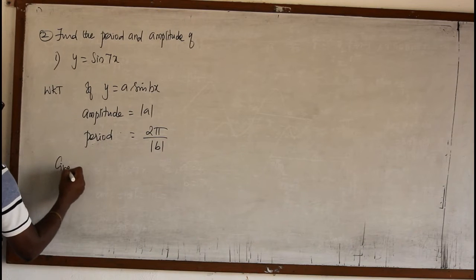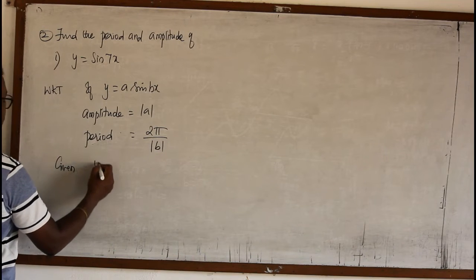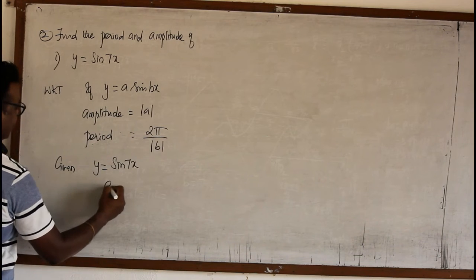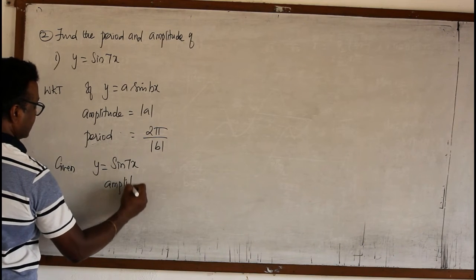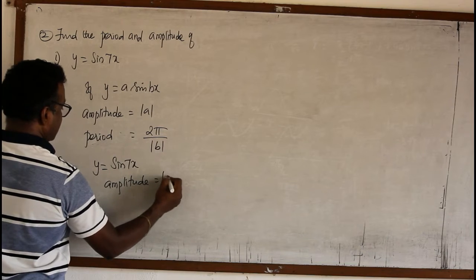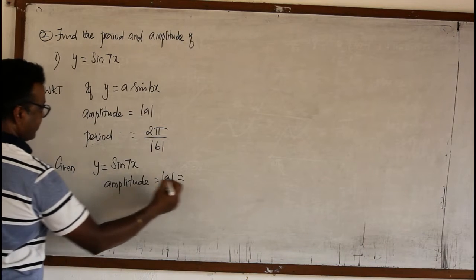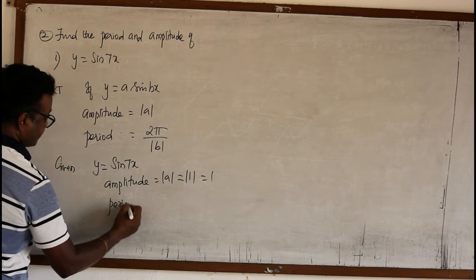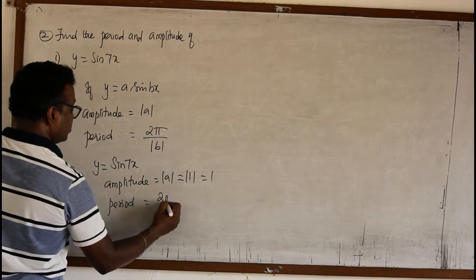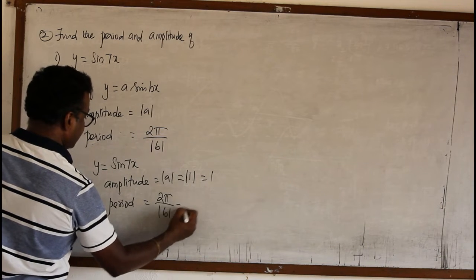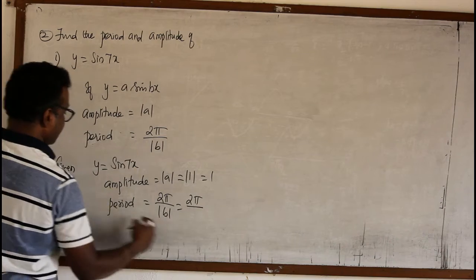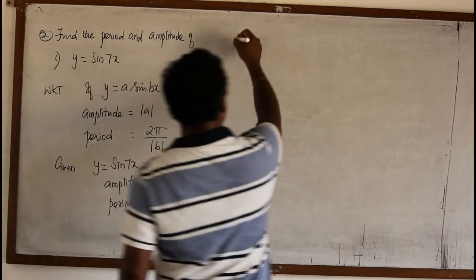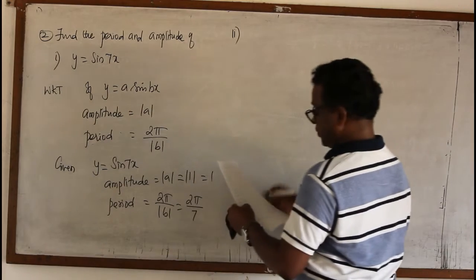Therefore, given y equal to sin 7x, amplitude is modulus of a. In the place of a we have 1, which is 1. Period is 2 pi by modulus of b, 2 pi by 7, as b is 7. That's all. Now, second problem.